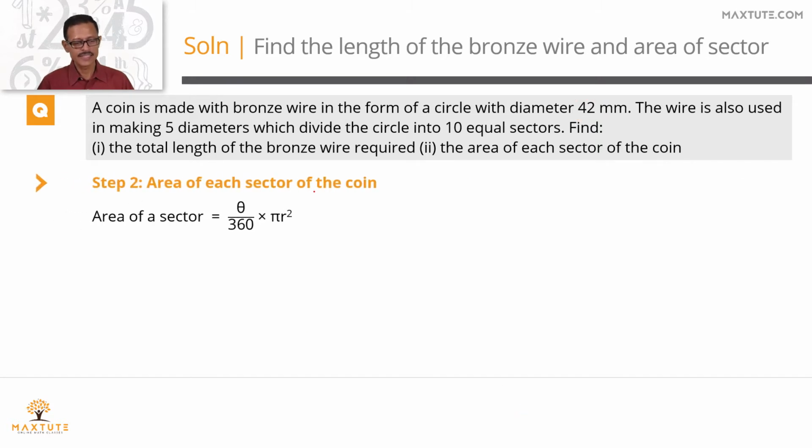Step 2, let's find out the area of each sector. Area of a sector we know is theta by 360 into pi r square. Theta we found to be equal to 36. 36 upon 360 into pi, which is 22 by 7, into r square, where r is equal to 21, so 21 times 21. 36 upon 360 cancels out to leave us with a 10. 10 gets cancelled to leave us with a 5 here and an 11 here. 7 gets cancelled with a 21 to leave us with a 3.